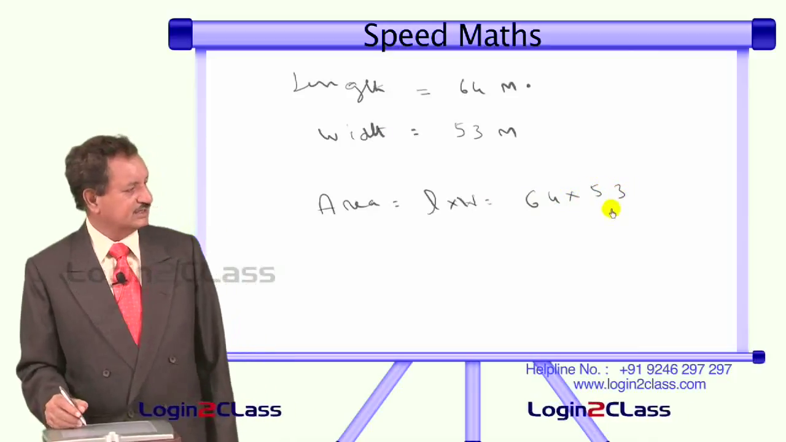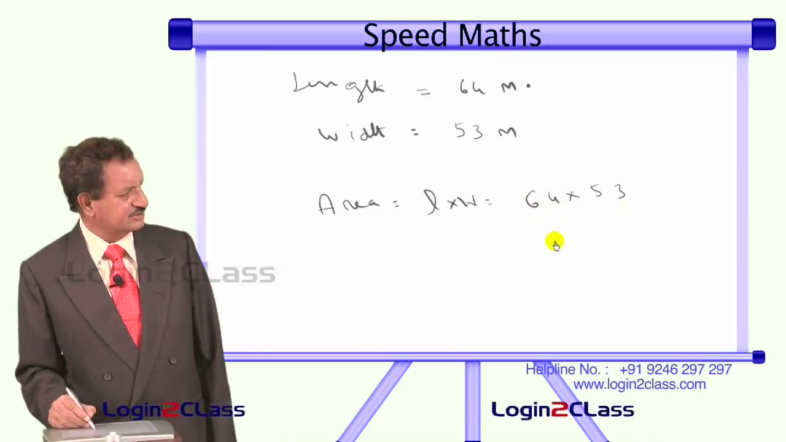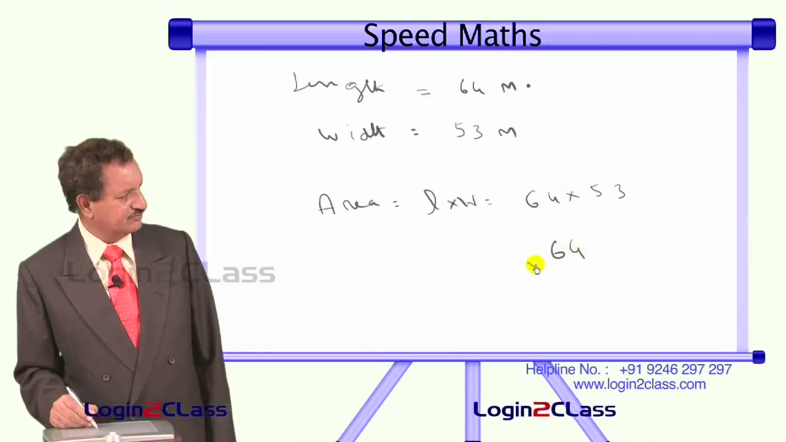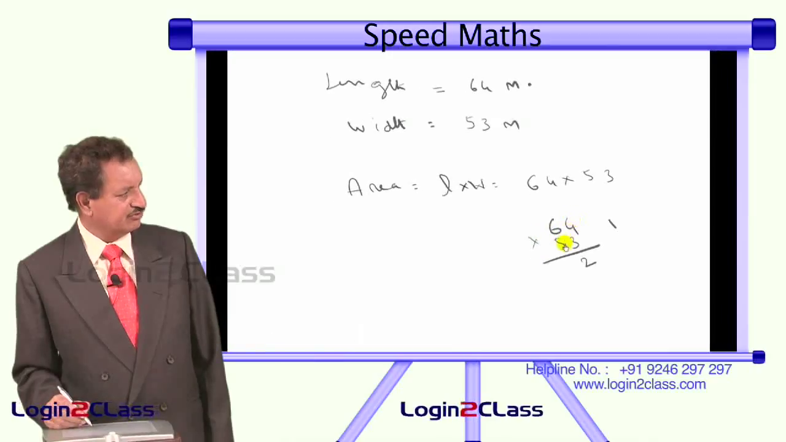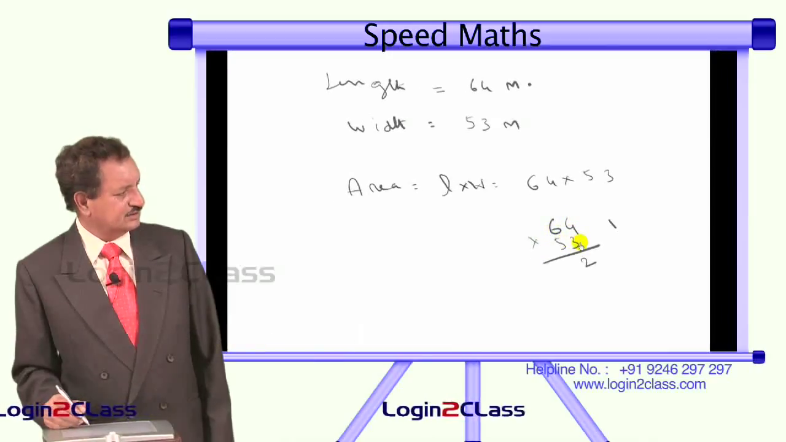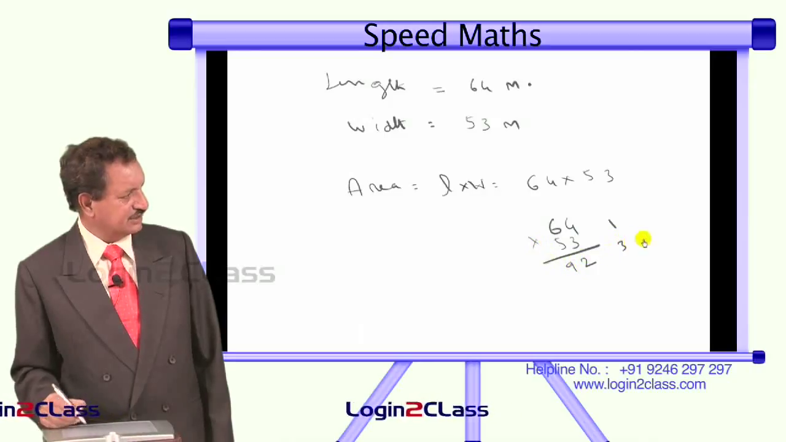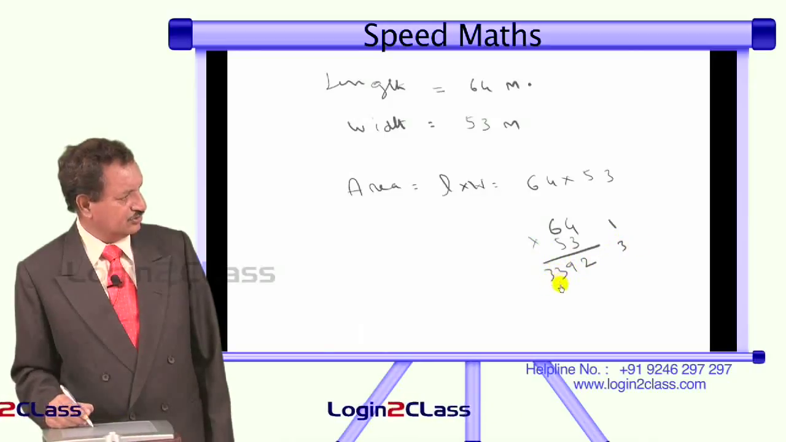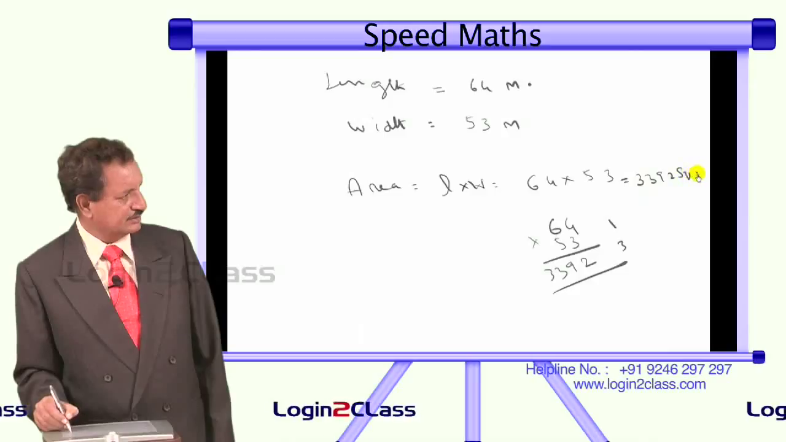So, generally it takes a lot of time, 3, 4, 12, 3, 6, all these things. Whereas in speed math, see 64 into 53. How we will do? 3, 4, 12, 2 here, 1 outside. 3, 6, 18, 5, 4, 20. 20 plus 18, 38 plus 1, 39, 3 outside. 6, 5, 30 plus 3, 33. So, the area is 3392 square meters. Like that, so easily.